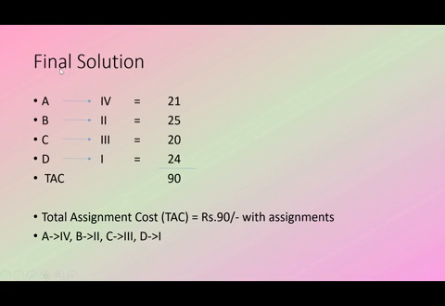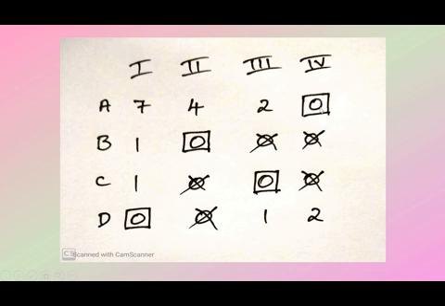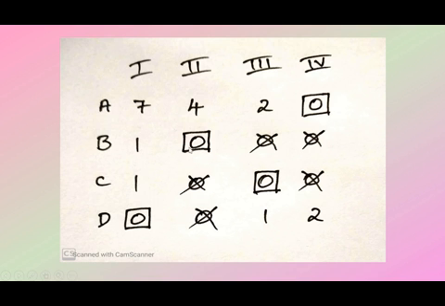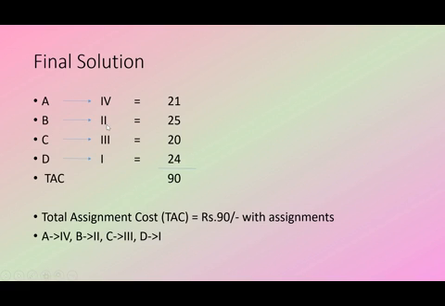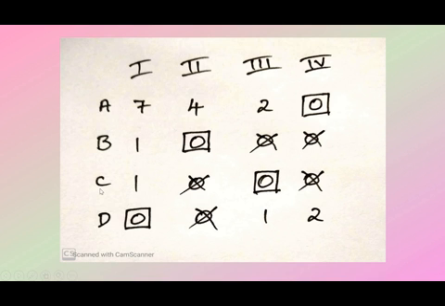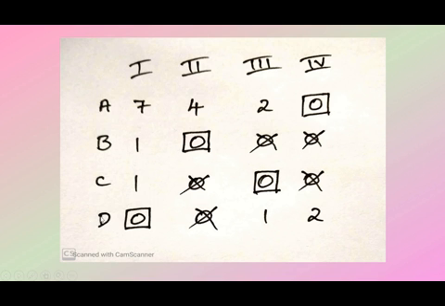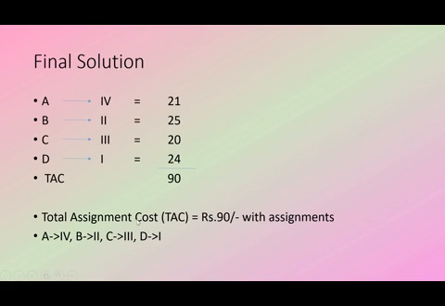So we are supposed to write the final solution: A is assigned to 4. B is assigned to 2. C is assigned to 3. D is assigned to 1.